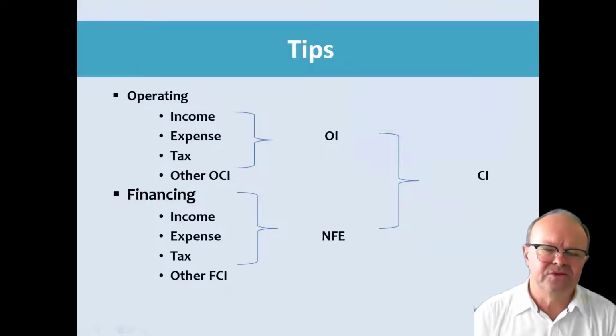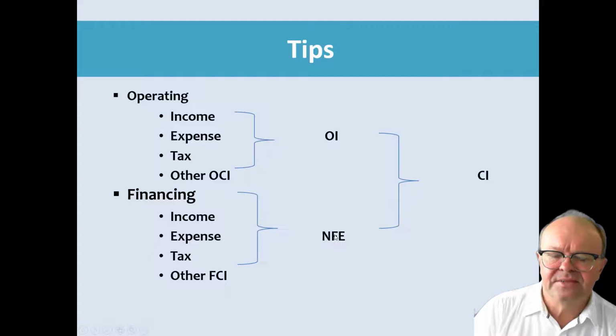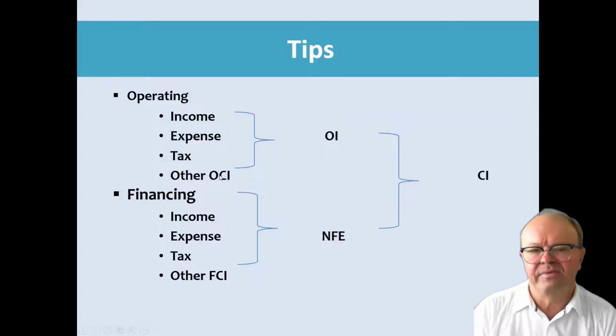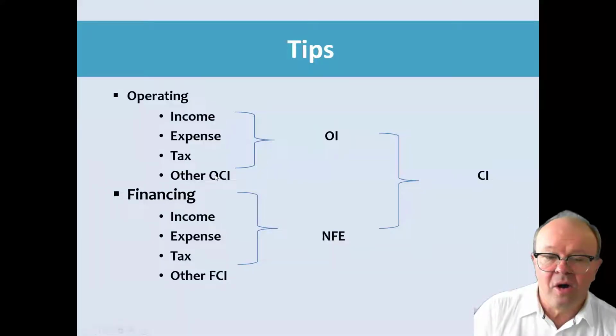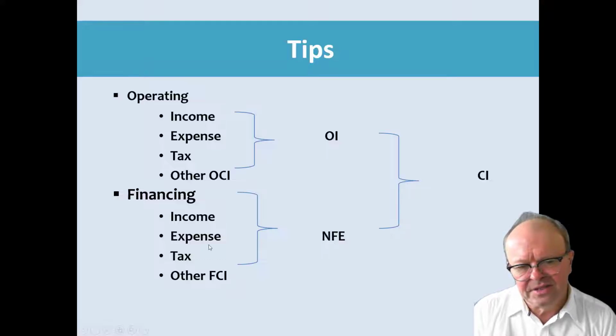And you can see this little structure. The comprehensive income equals your operating income plus your net financial expenses. And then the operating income is broken up into income, expenses, tax, and other operating comprehensive income, and financing is income, expense, tax, and other financial comprehensive income. So if this doesn't balance, then you go back and have a look to see where your errors are.